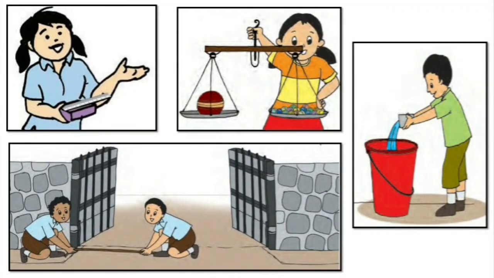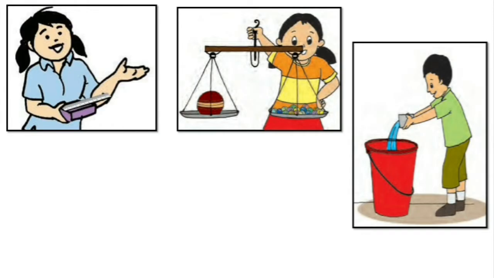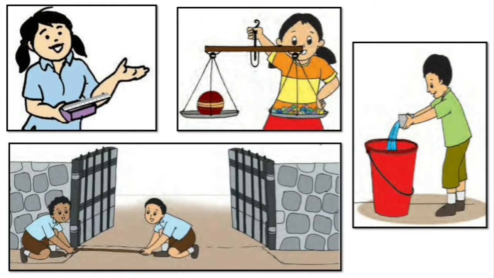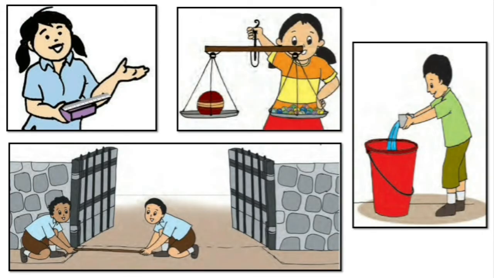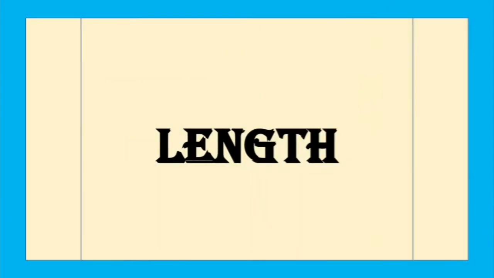We measure length to know how long an object is. We measure weight to know how heavy or light the object is. We compare liquid things by measuring how much portion they occupy. We call it volume. In today's video, we are going to learn about length.